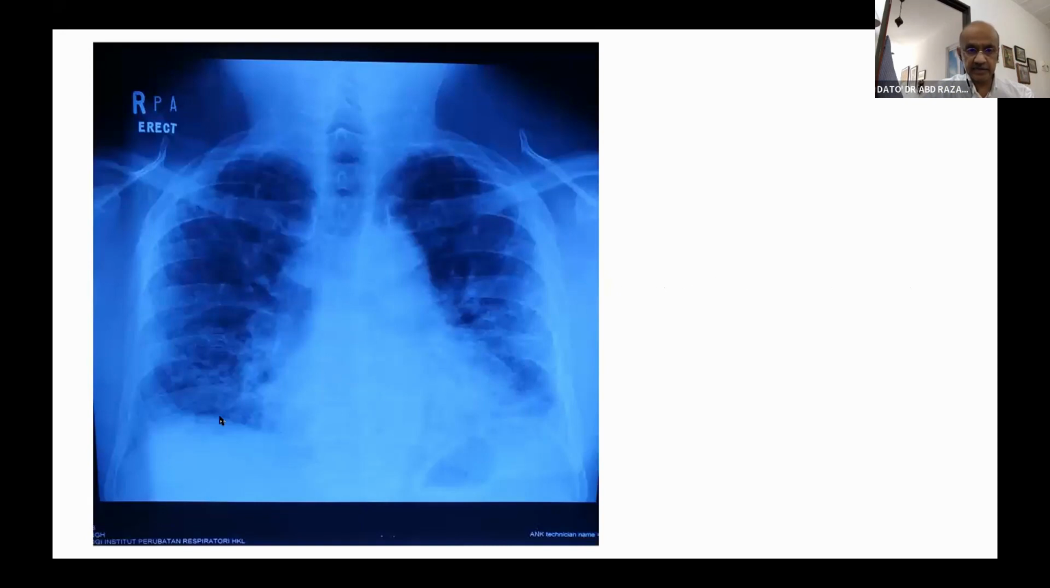And this is the X-ray. For those who can see the X-ray, they definitely got a bit of cardiomegaly over there. You can see the peripheral opacity and opacity in the lower zone. Same thing on the left side, opacity in the periphery.